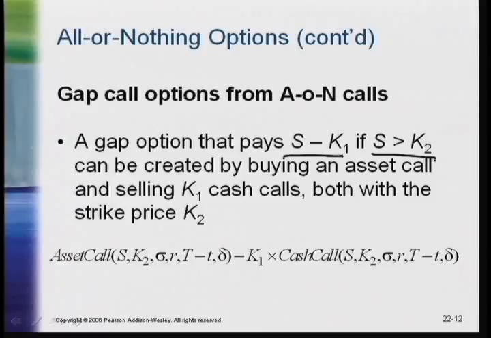Well, again, we can think of this as a combination of all or nothings. If we have just an all or nothing asset call, that's going to provide us the S, and then we need to be short K1 cash calls. And both of those all or nothing calls need to have a strike of K2 because K2 is determining the event of payment.